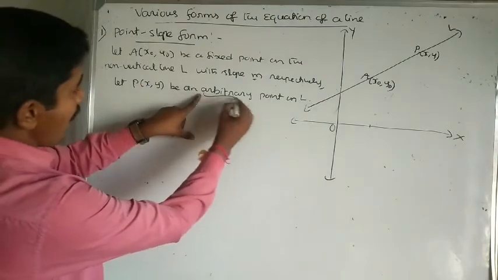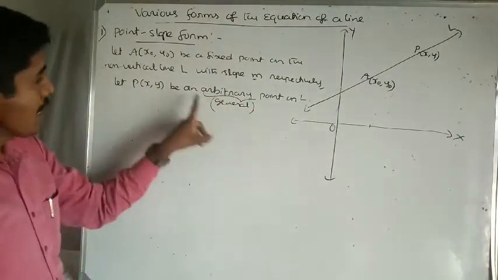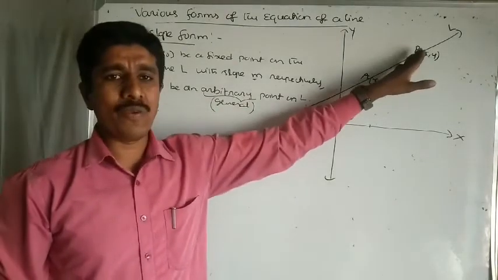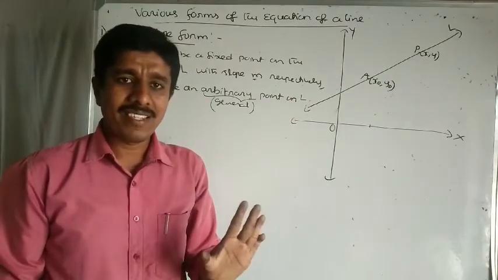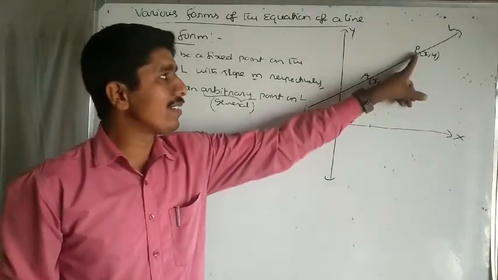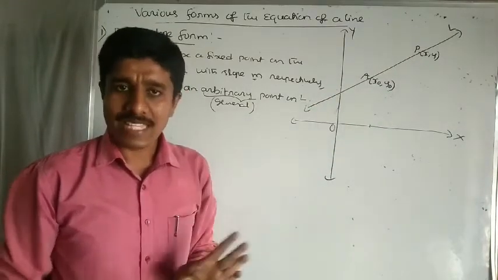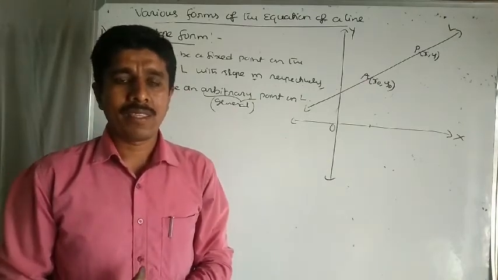Here, mind the word arbitrary: arbitrary means a general point. This point lies anywhere on the line, either this side or that side. It is not fixed. Got it? Very important. You can take a general point.